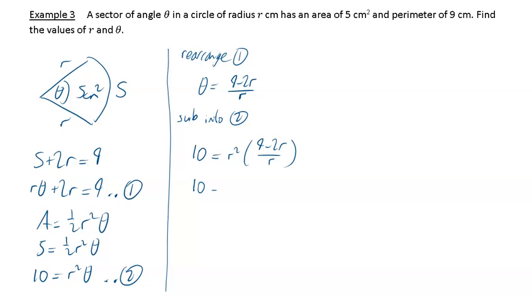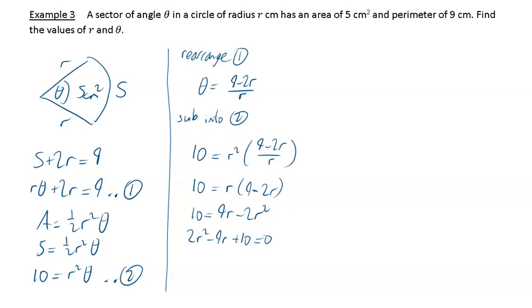It's just going to be 10 is equal to, and as I say, one of the r's and the r squared gets cancelled, the one on the bottom. So you're just left with r upon 9 minus 2r. And then we just multiply that out and tidy up. You're going to have 10 is equal to 9r minus 2r squared. Bring everything to one side, put it equal to 0. 2r squared minus 9r plus 10 is equal to 0.